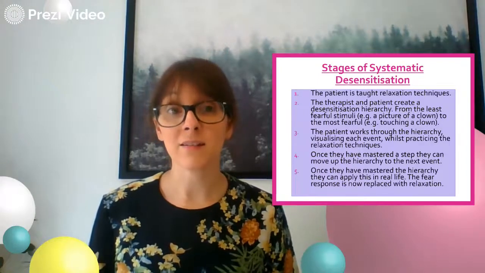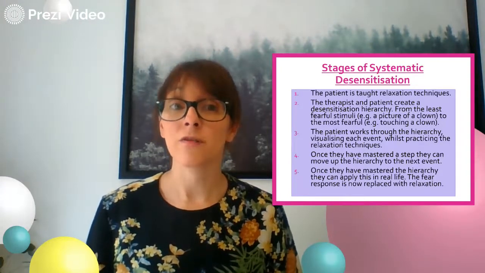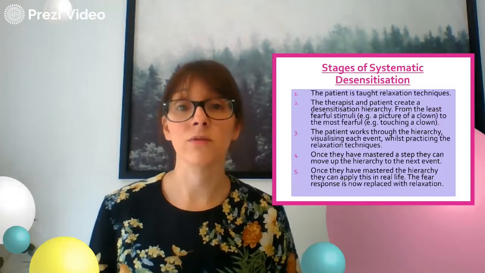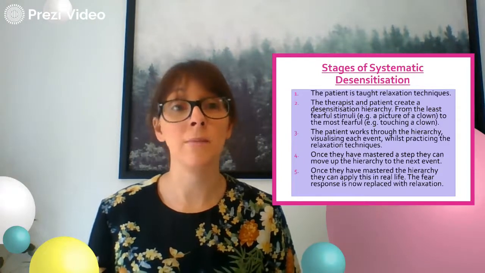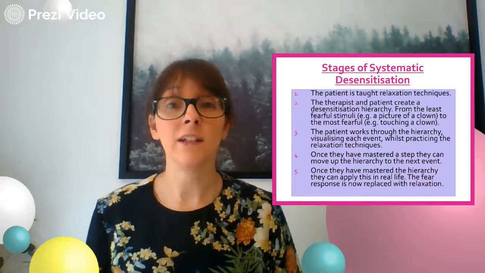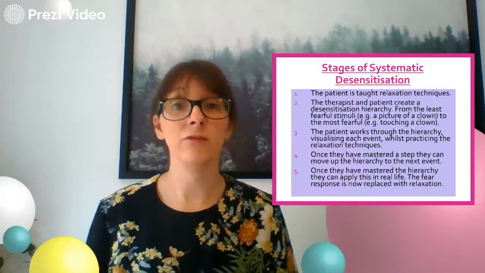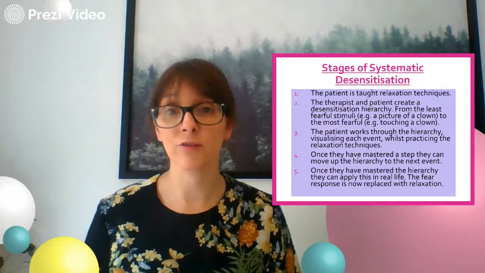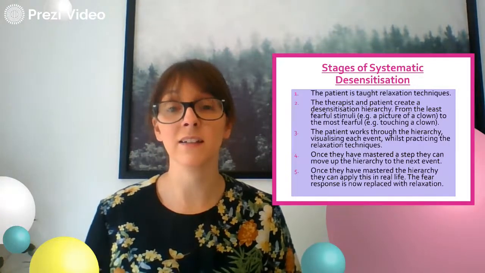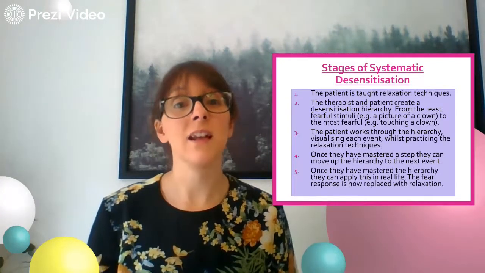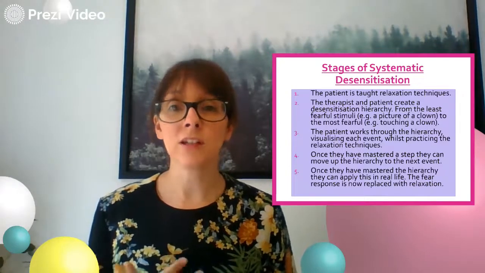Once you've mastered that step, so this is stage 4, you move on to the next one. So from a picture of a clown, it might be having a clown's makeup kit in front of you, or a clown's wig, or outfit, something like that. Then you would move on to the next stage, and continue to do the same thing.